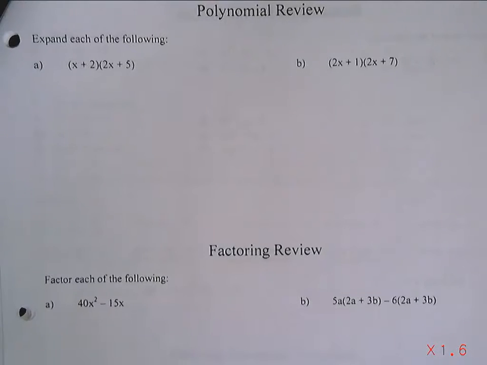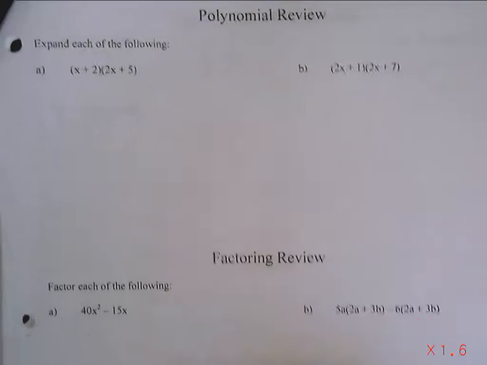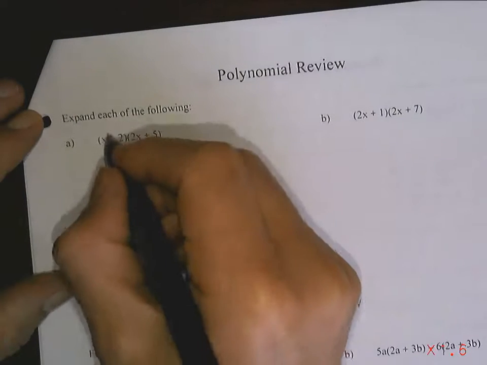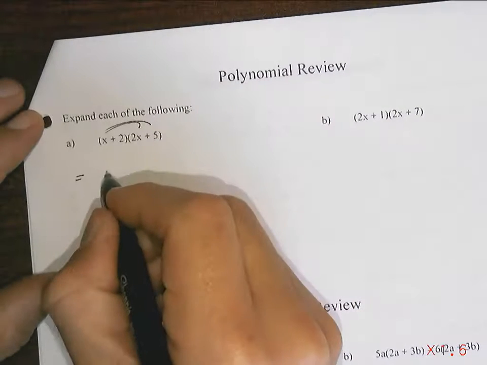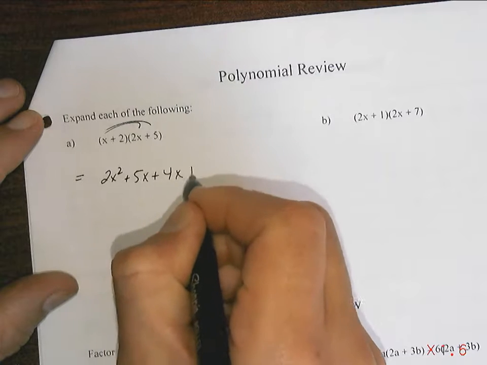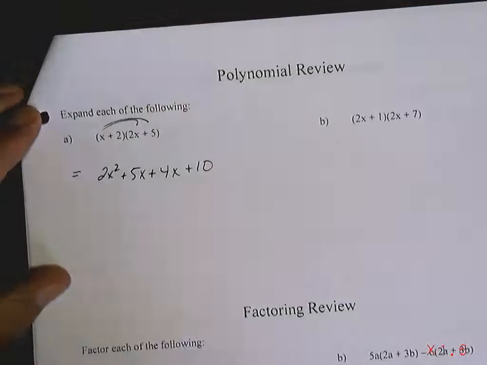Okay, ladies and gentlemen, we're looking at polynomial review right now. So I've got a great word here that says expand. So expanding means to use the distributive property. So it's going to be 2x squared plus 5x plus 4x plus 10. That is expanded. That's all they asked for.